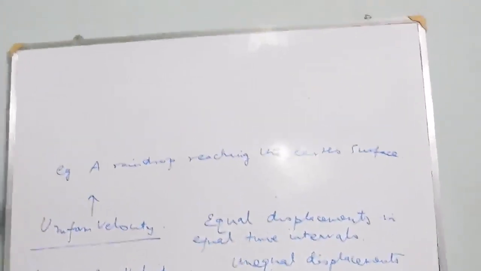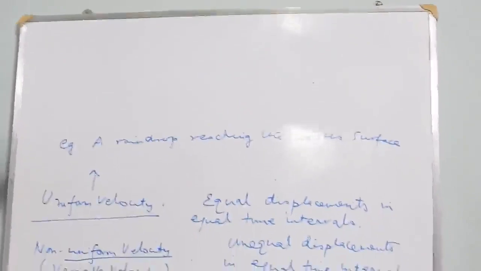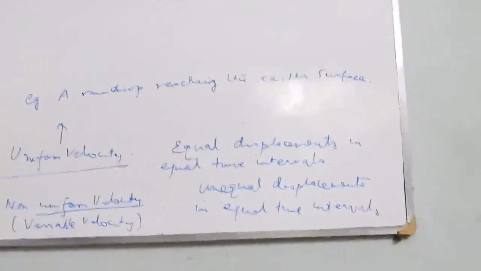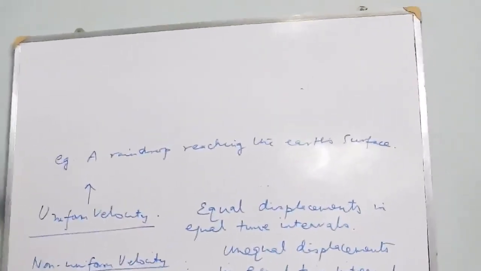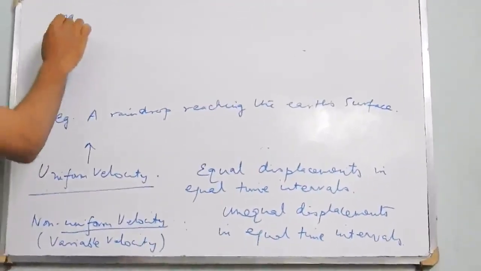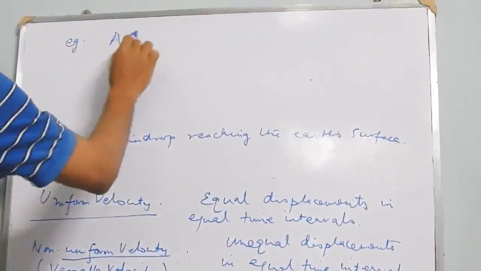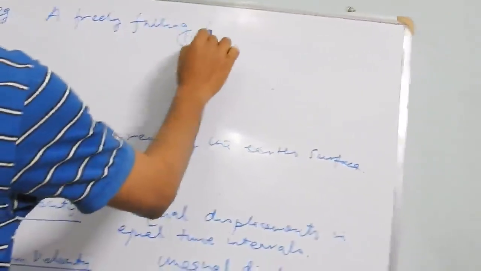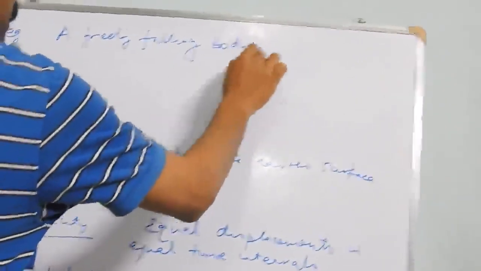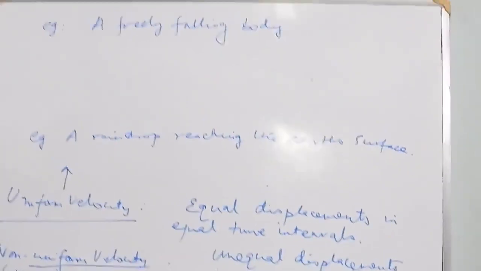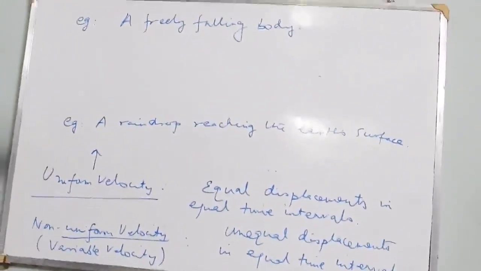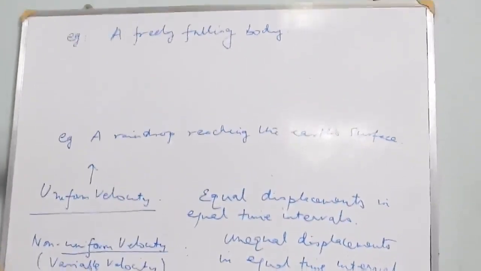Non-uniform velocity is also an example in different situations where a body is freely falling under gravity. A freely falling body is acted upon by the Earth's gravitational pull. Because it is acted upon by the Earth's gravitational pull, its velocity increases at a constant rate, and so the velocity is non-uniform in that situation.